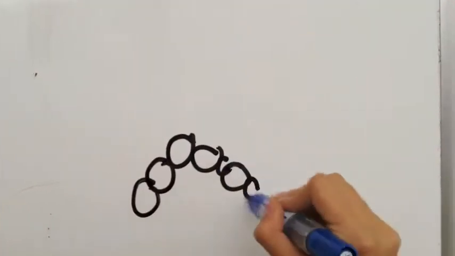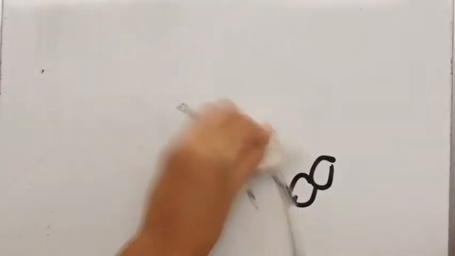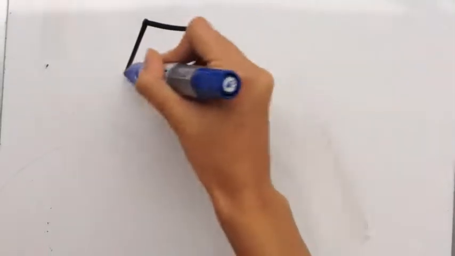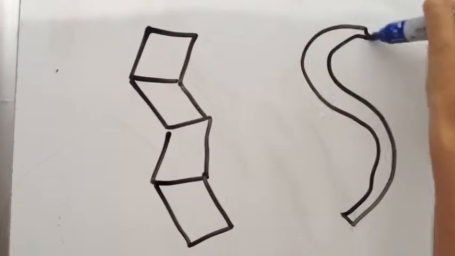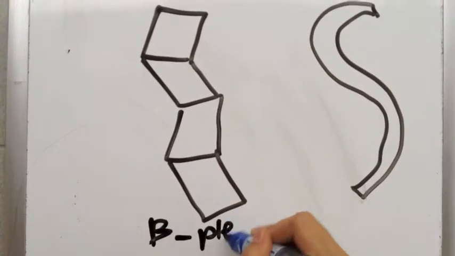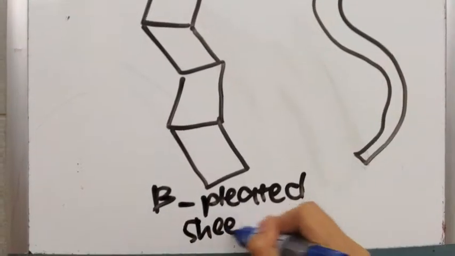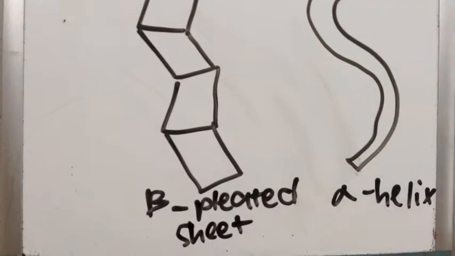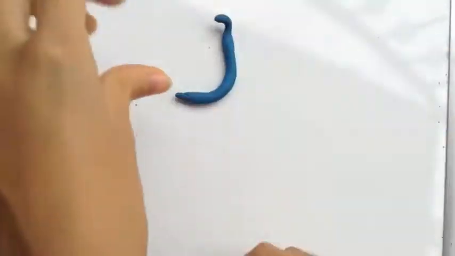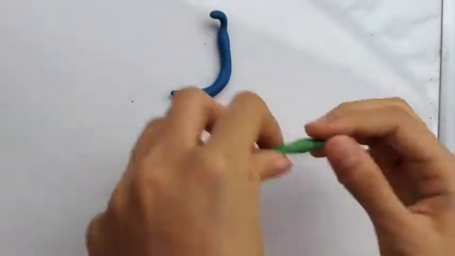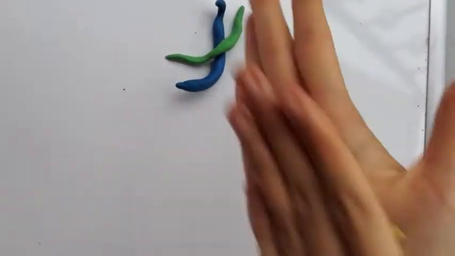The primary structure is the sequence of amino acids in a polypeptide chain. The secondary structure is when the polypeptide chains are folded into alpha helix or beta pleated sheets. Tertiary structure forms due to chemical bonds and hydrophobic interactions between the R groups.